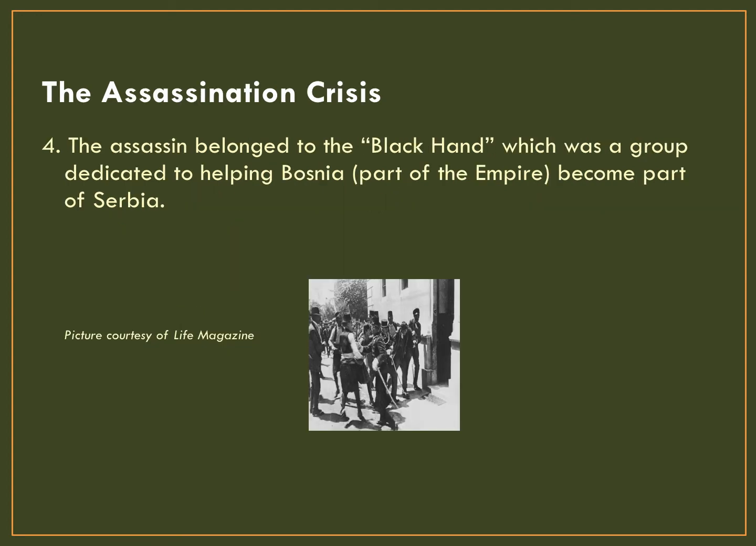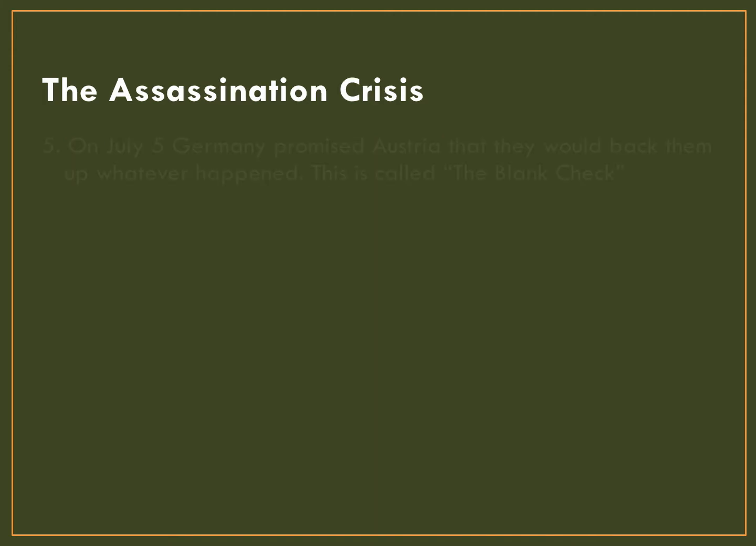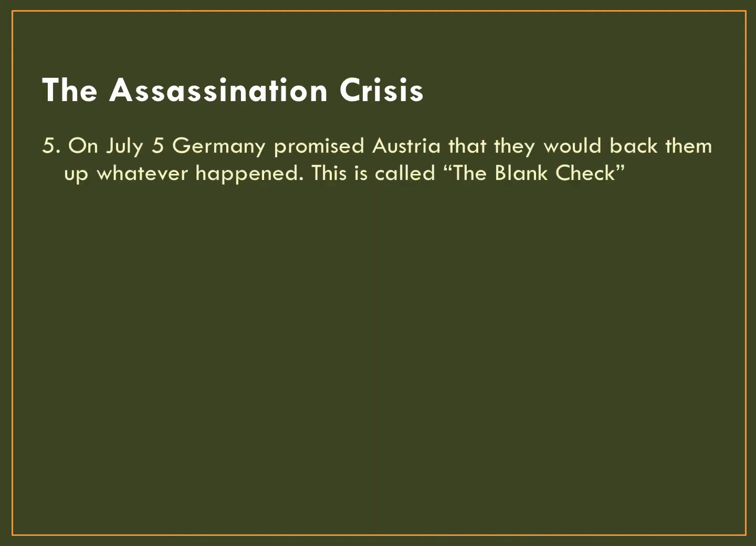Now, the assassin, Gavrilo Princip, belonged to, depending on how you look at it, the terrorist group Black Hand. Their goal is to help Bosnia, which was part of the Austro-Hungarian Empire, become part of Serbia. They were from Bosnia, and they were supported by the Serbian military. So they want to become part of Serbia, hence why they're trying to attack, or kill, the Archduke.